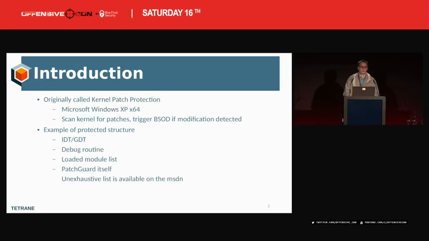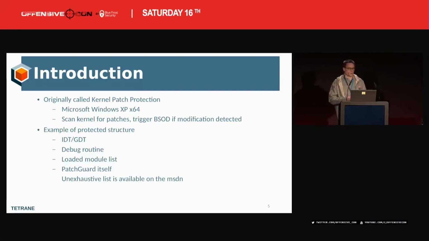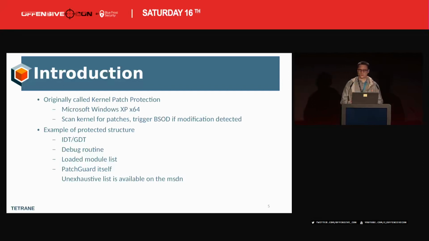So what's PatchGuard? Originally, it's called Kernel Patch Protection, but nobody calls it that way. I don't know why. It first appeared on Windows XP x64, and the idea is that it will scan the kernel for patches and trigger a blue screen of death if it detects a modification. For example, there are some structures such as the IDT, the GDT, some debug routines, the list of loaded modules, and PatchGuard itself that are protected. There is a non-exhaustive list available on the MSDN if you look at bug check 109.